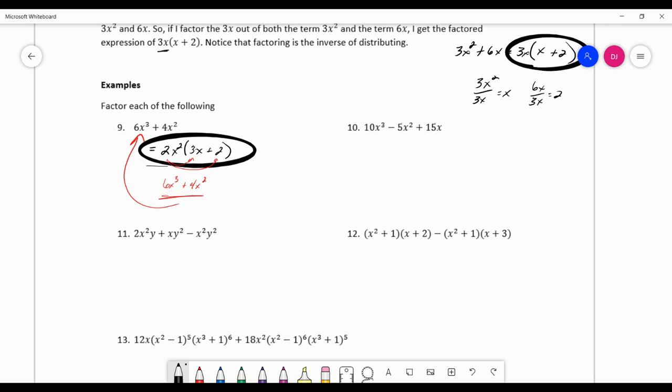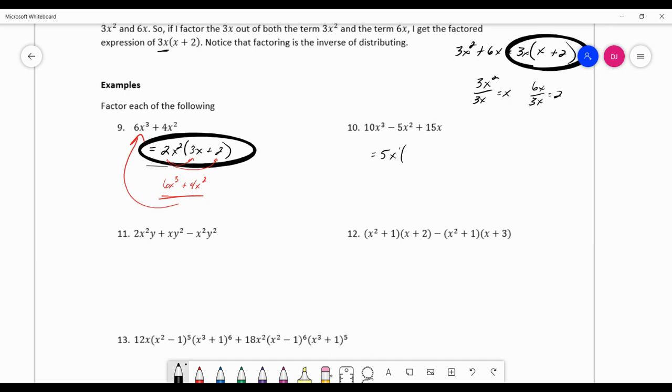So let's look at number 10, 10x cubed minus 5x squared plus 15x. First start with the number, the coefficient. Is there a value that divides evenly into 10, 5, and 15? And the answer is yes. 5 divides evenly into 10, 5, and 15. What about the x cubed, the x squared, and the x to the first? Well, I can take out x to the first. A little hint here, look for the lowest exponent on the x.